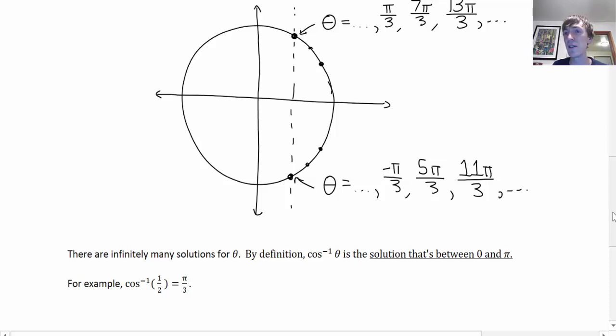So these are conventions that are chosen for us, and they're also, of course, the conventions that our calculator is going to use. So when we plug these things into the calculator, we need to understand that that's the range of values that it's going to spit out for us.